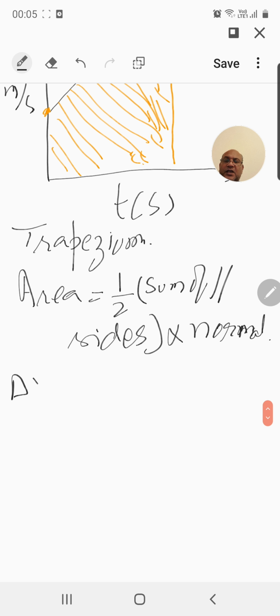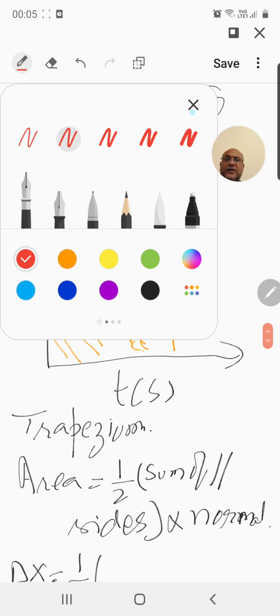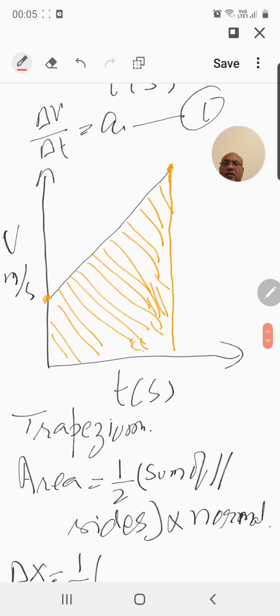So my displacement would be this. Then I would write 1 over 2. And what are the two parallel sides here? Let me choose a different color. What are the two parallel sides? One parallel side is this, and the other parallel side is this. What is the value of velocity here? 0. What is the velocity here?